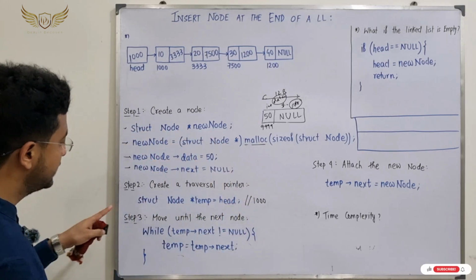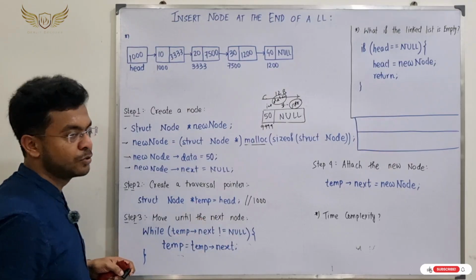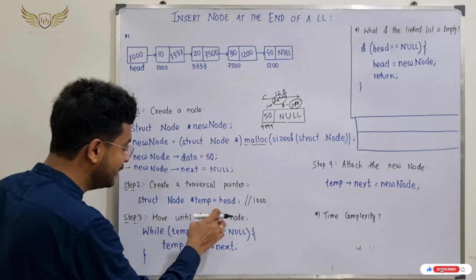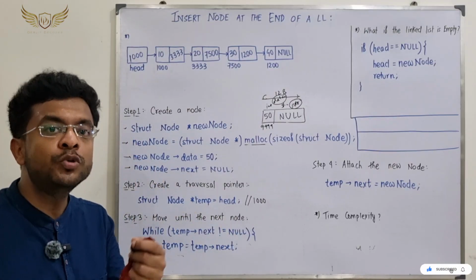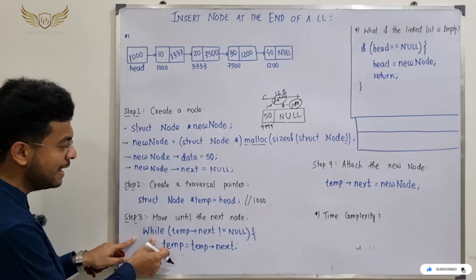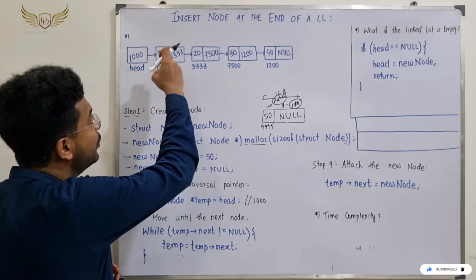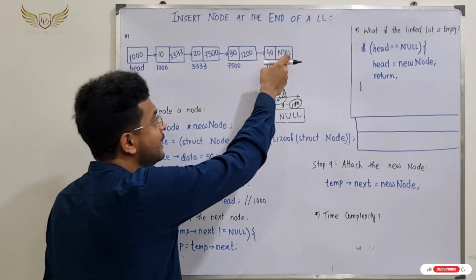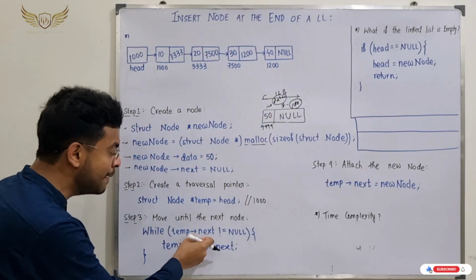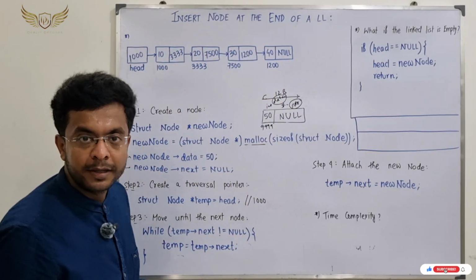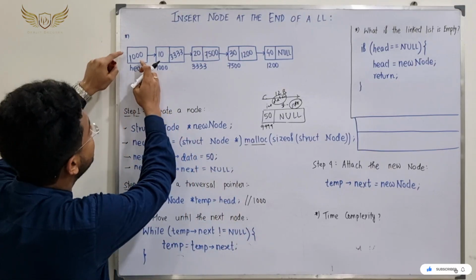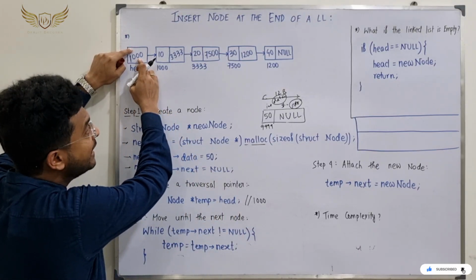Now what will you do? See that. Move until the next node, right? That is how much we should move. See this: while temp arrow next not equals null. Because we need to traverse till the end. So until temp arrow next is null, suppose the temp is having 1000. What is temp arrow next now?